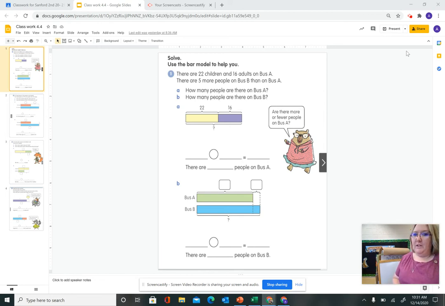So, there are 22 children and 16 adults on bus A. 22 children, 16 adults. But there are 5 more people on bus B than there is on bus A. So there's 5 more people. All right, so we've kind of got a couple of problems here. First, I want to figure out how many people are on bus A. That's the first part. So we have our children, which is 22, and we have our adults, which is 16.